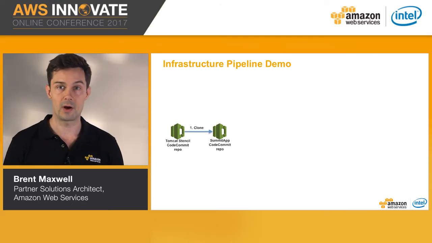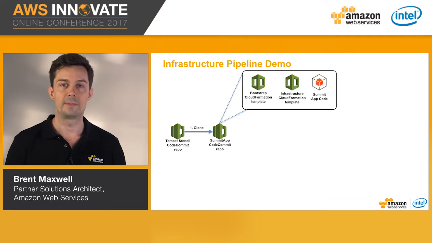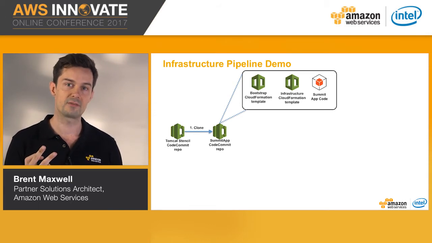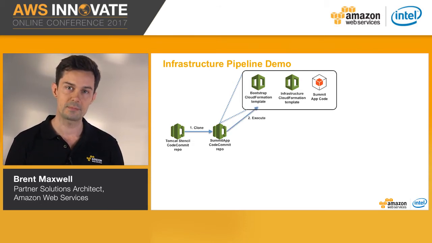A developer building a new app will clone the stencil repo into their own new repo. Now, this repo contains 3 elements: a Bootstrap CloudFormation template, an infrastructure CloudFormation template, and the stencil app code, which you might choose to update at this point in time with the first version of your app. The next step is to execute the Bootstrap CloudFormation template.